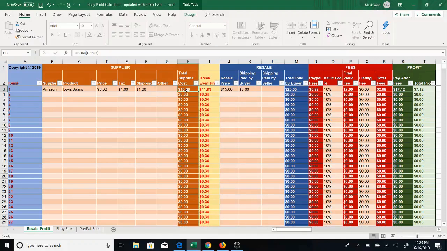$17.12 minus the $10 leaves you with $7.12 profit. And you'll see, just as an example, let's say you paid for the shipping instead, then this would have been $5 shipping paid by the seller. You see that you have a higher break-even.